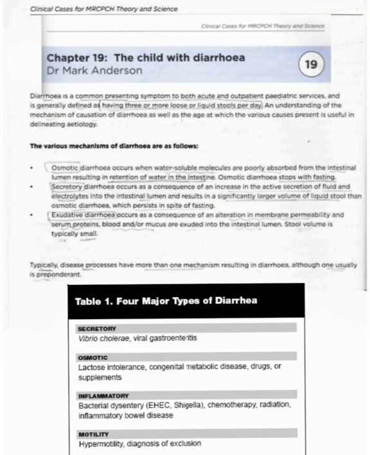Typically, a disease process has more than one mechanism resulting in diarrhea, although one is usually preponderant. And in the box, the last line, they also mention motility diarrhea, that is hypermotility, a diagnosis of exclusion.